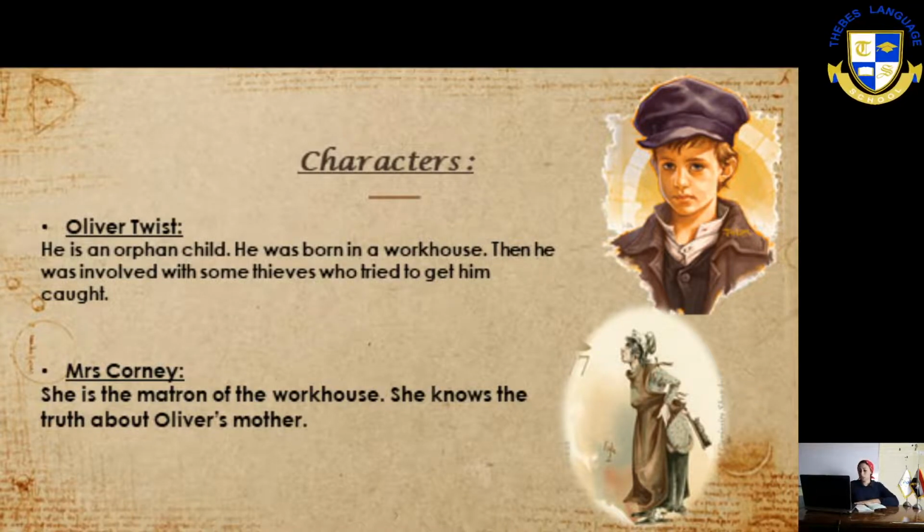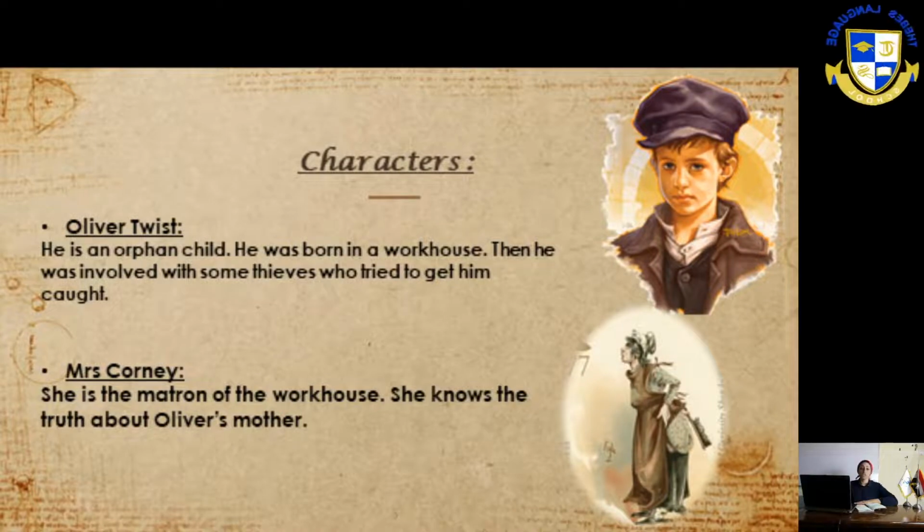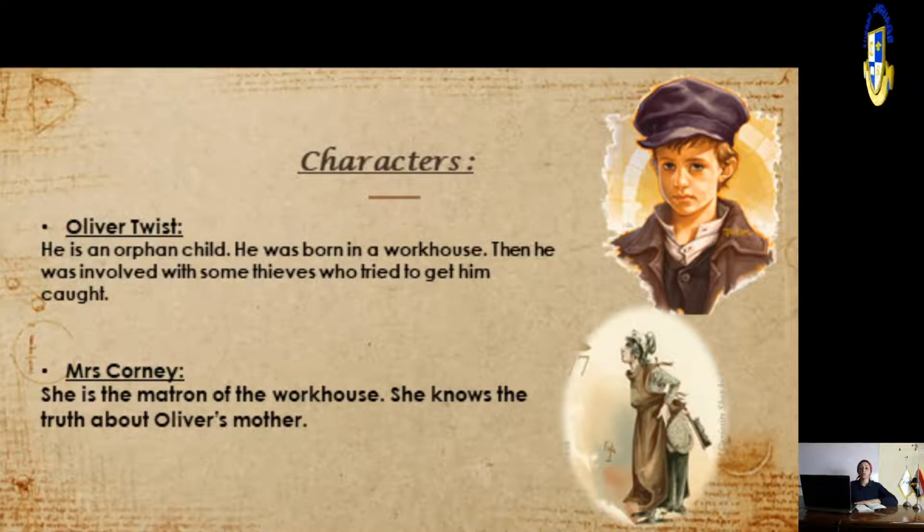Moving to slide number 6. We are going to meet Agnes Fleming. She is Oliver's mother. She died right after giving birth to Oliver. She saw him for just one time, for a few seconds only, and then she died.